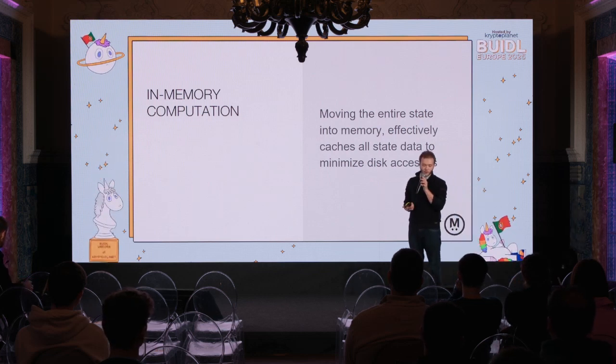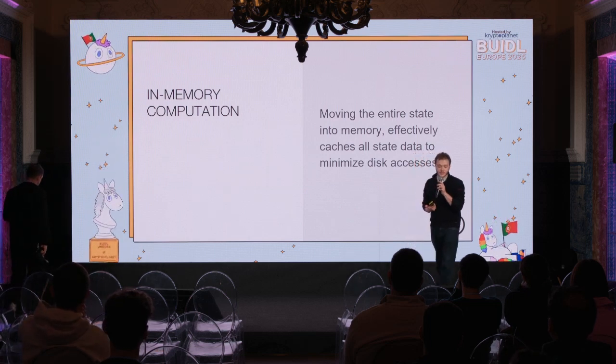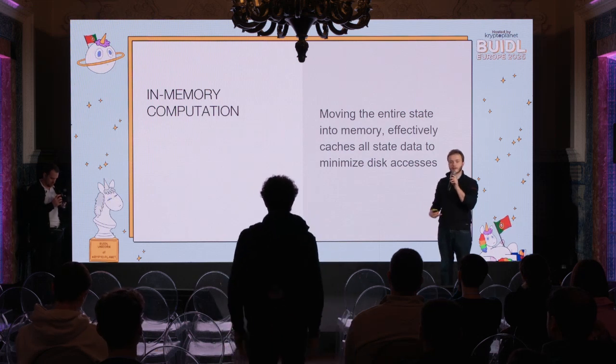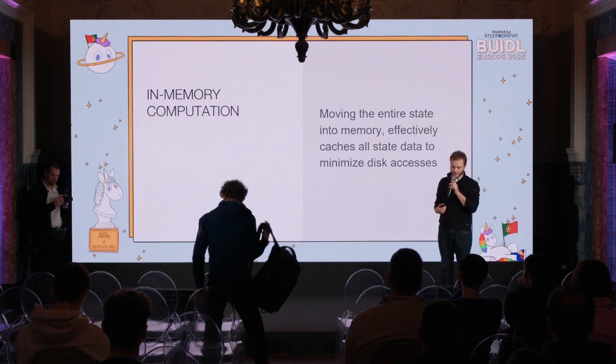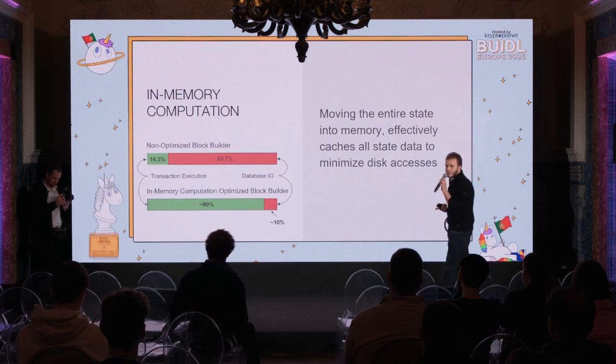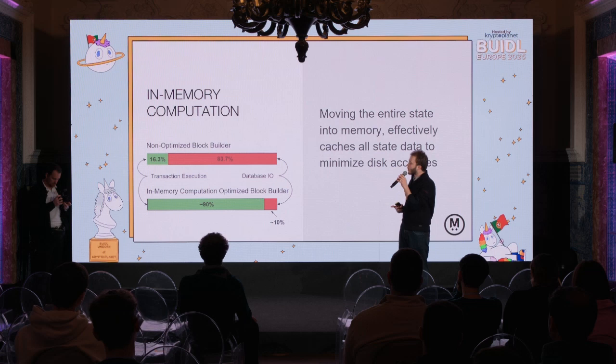To address this, we cache the entire state into memory. This minimizes disk access and ensures that all data is at hand. Like me bringing the dictionary to my desk and actually spending all the time just translating, not running around. On a non-optimized blockchain, we find that EVM execution only accounts for 16% of the time spent. With in-memory computation, we've brought this up to over 90%.